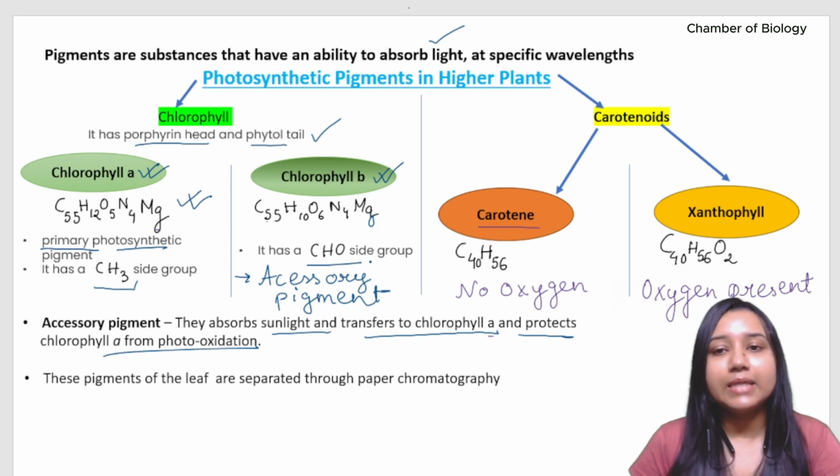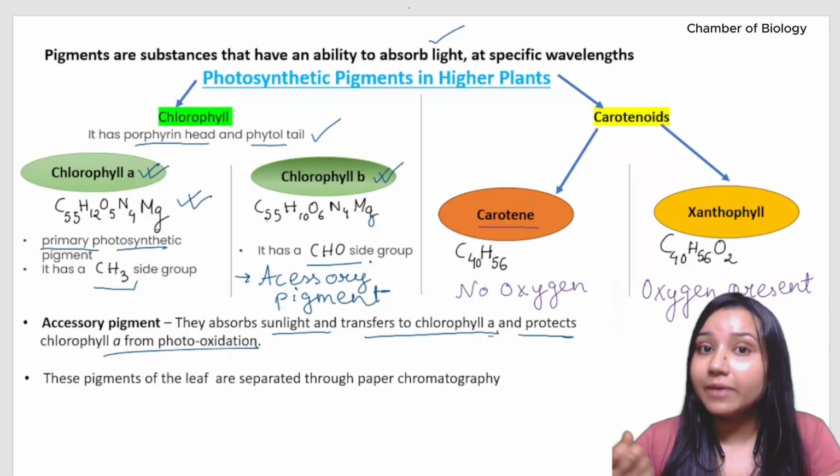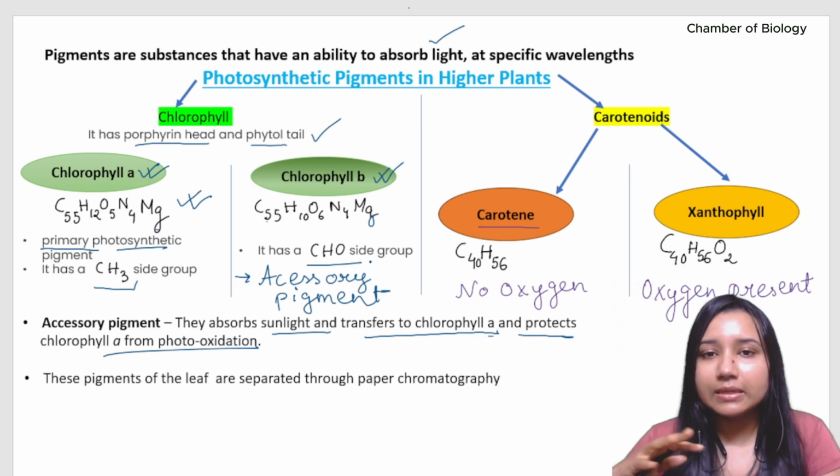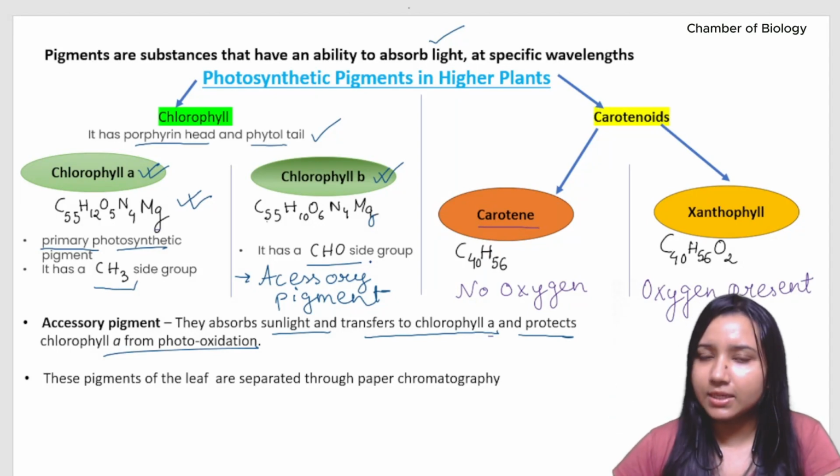Then in other organisms, not higher plants, rather bacteria, there can also be chlorophyll D, E, and these are also present. We won't be discussing them in today's class.